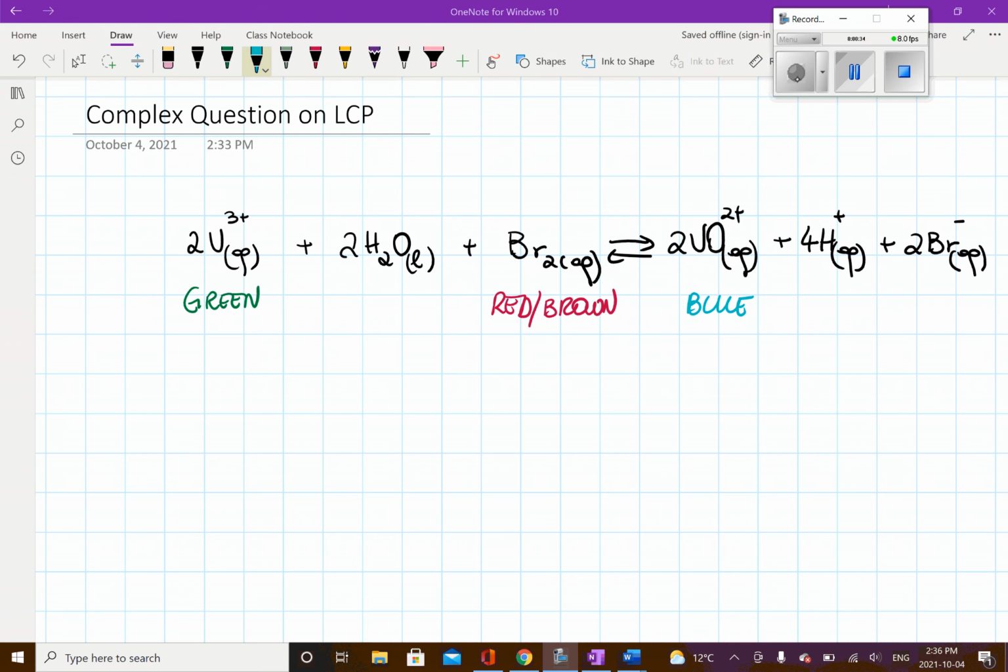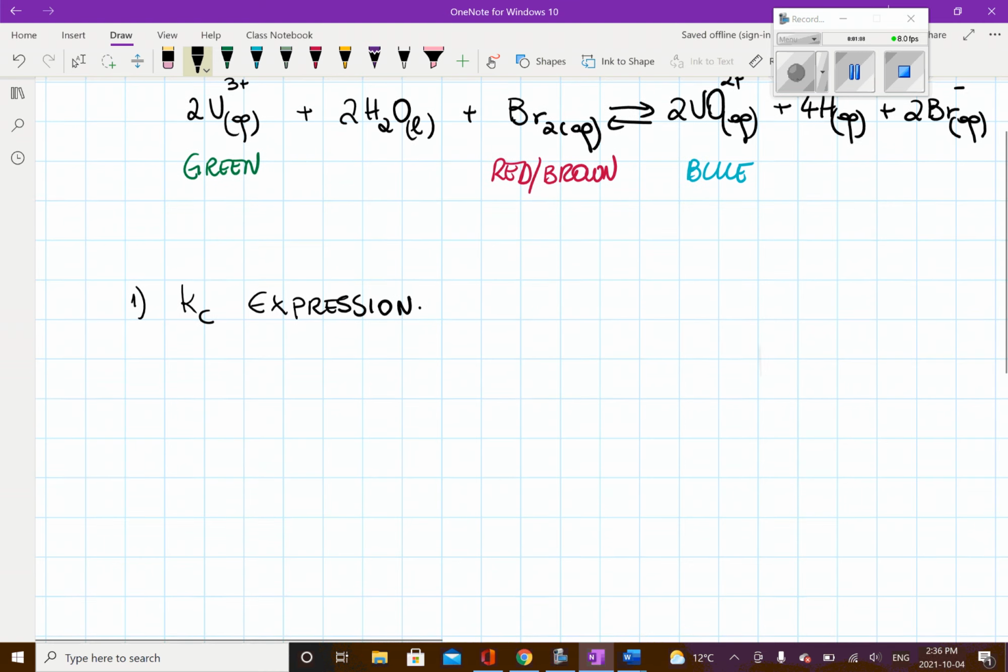So this is the equation that is given to you. What is happening is that in a sealed flask, the equilibrium is reached, and this is the equilibrium expression or the reaction. Now, the very first thing that you may see is to write an equilibrium constant expression. This will be the easiest question for this.